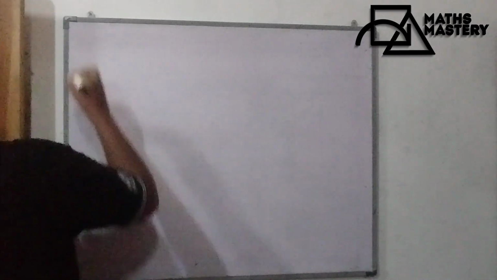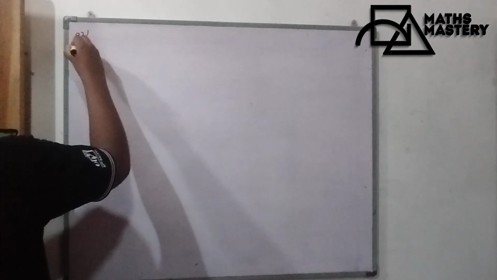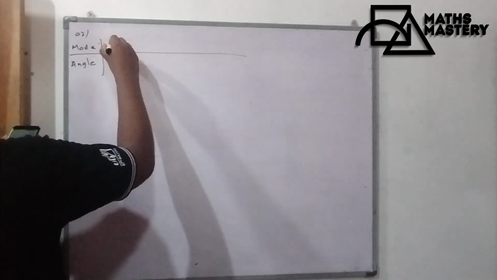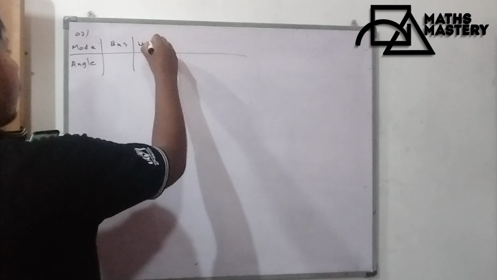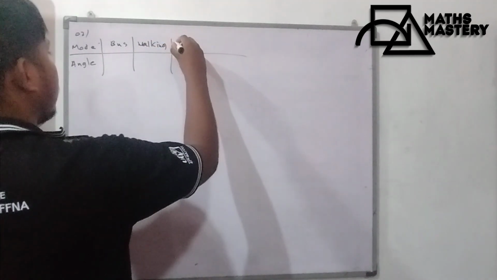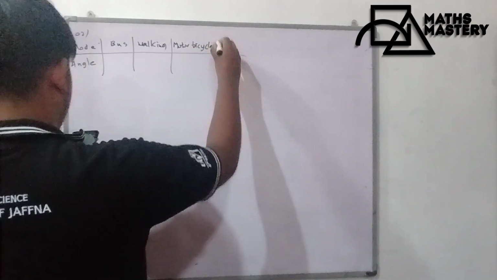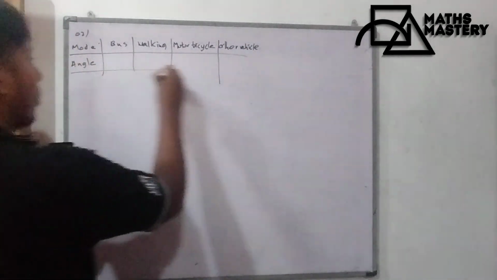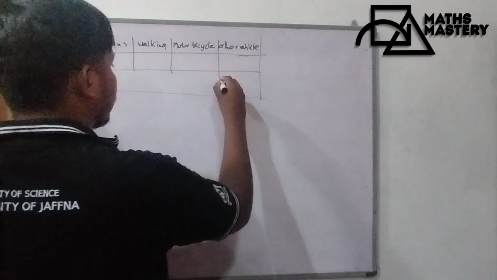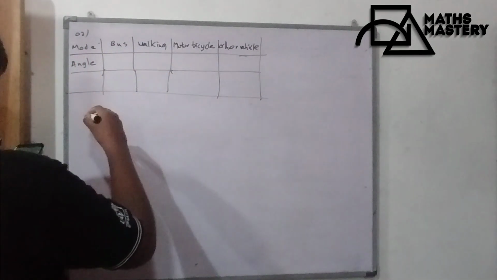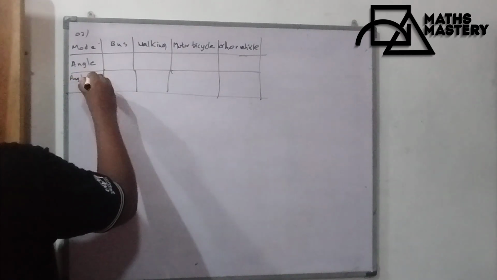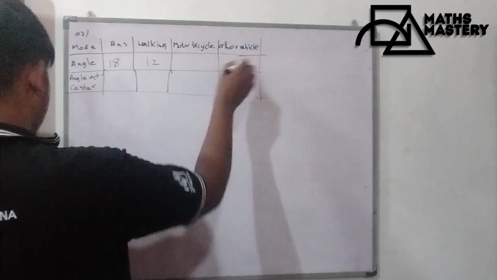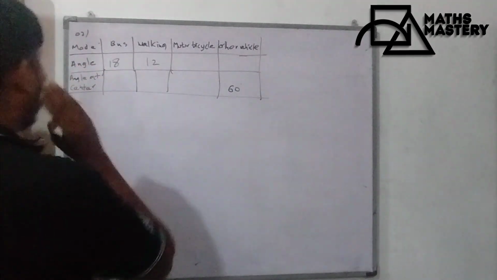Question number 2. So they have given a table here. Transport mode is given. Angle is also given in the table, but it is not complete. So by bus, then by walking, by motor bicycle, and the balance is other vehicle. So let's find the answer for each individual thing. Angle at center: this is 18 they have given, this is 12 they have given, this is blank, and this is 60 degrees. Okay, so let's complete this.